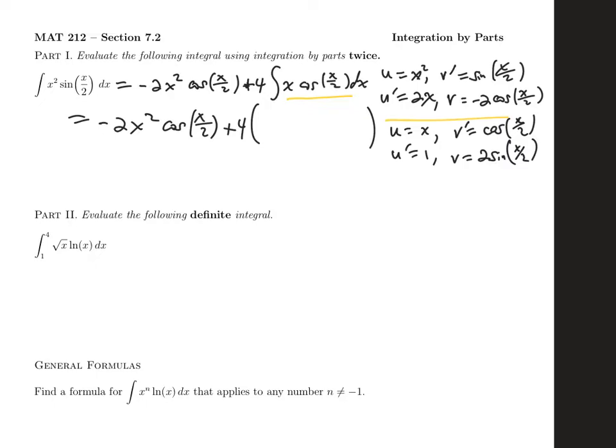Okay, so this integral is u times v, so that's x times 2 sine x over 2, so 2x sine x over 2, minus the integral. I'm going to erase some of this now.